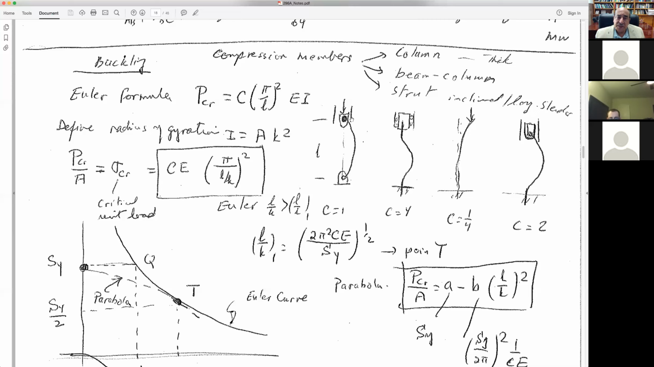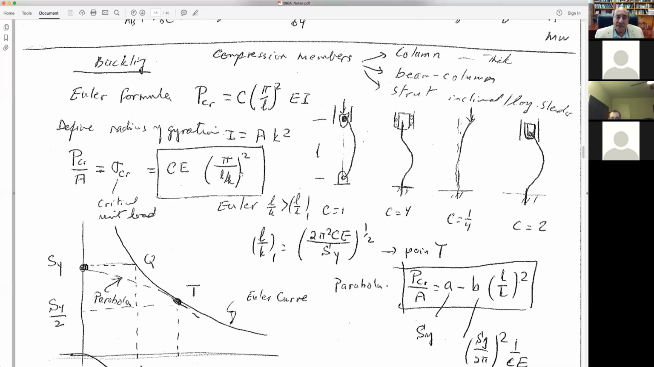So the end result is that there's a critical load equal to pi squared over L squared, this is the eigenvalue, times EI times C. C comes from these end fixity conditions. So that is the famous Euler formula. And then, we don't like I, which is the second moment of area, so we define it as A times K squared. K is the radius of gyration because it has a length scale.